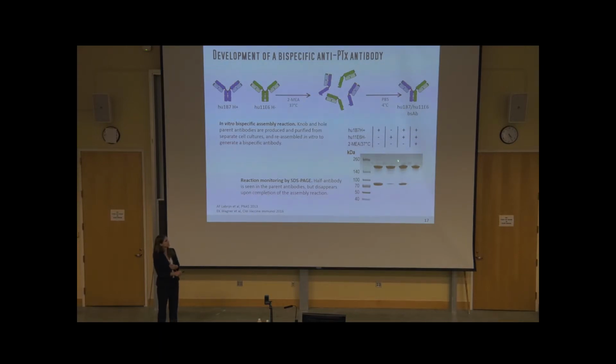The hole antibody is mostly full-length antibody with only a little bit of half antibody, because that hole mutation is less disruptive. The mixture does not spontaneously reassemble to form the bispecific. However, that same mixture, which does have that reducing agent added, we actually see that the half antibody has disappeared and we have all full length.